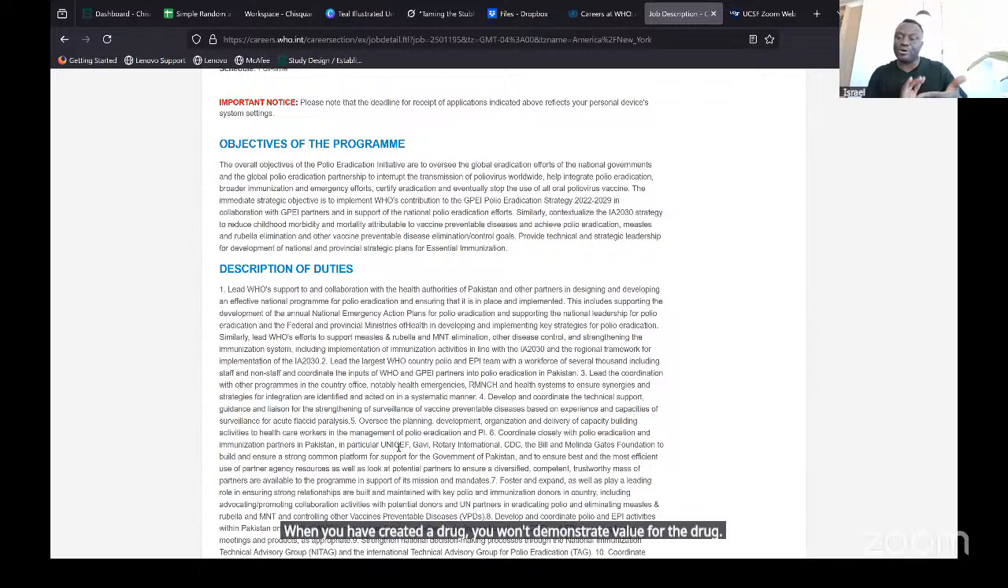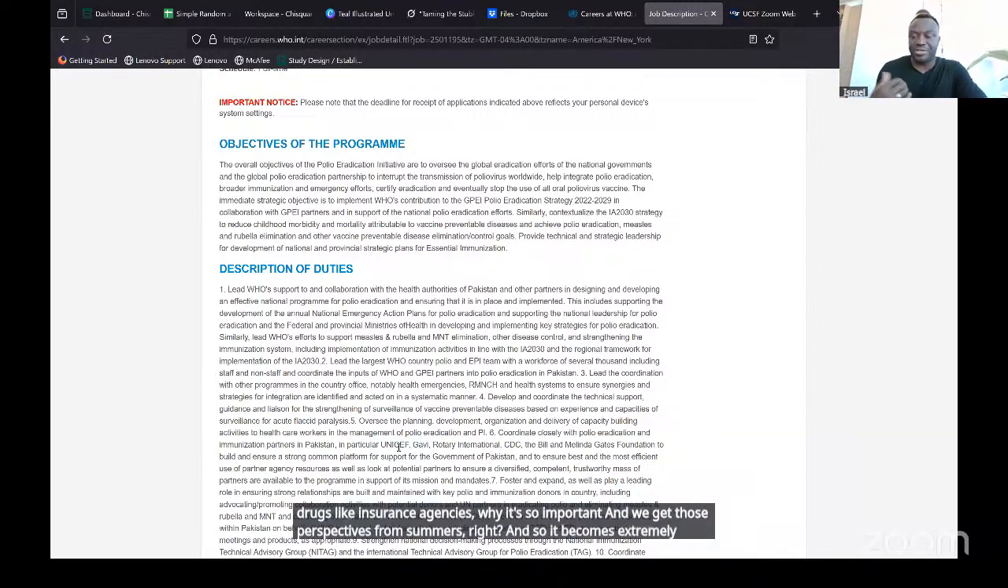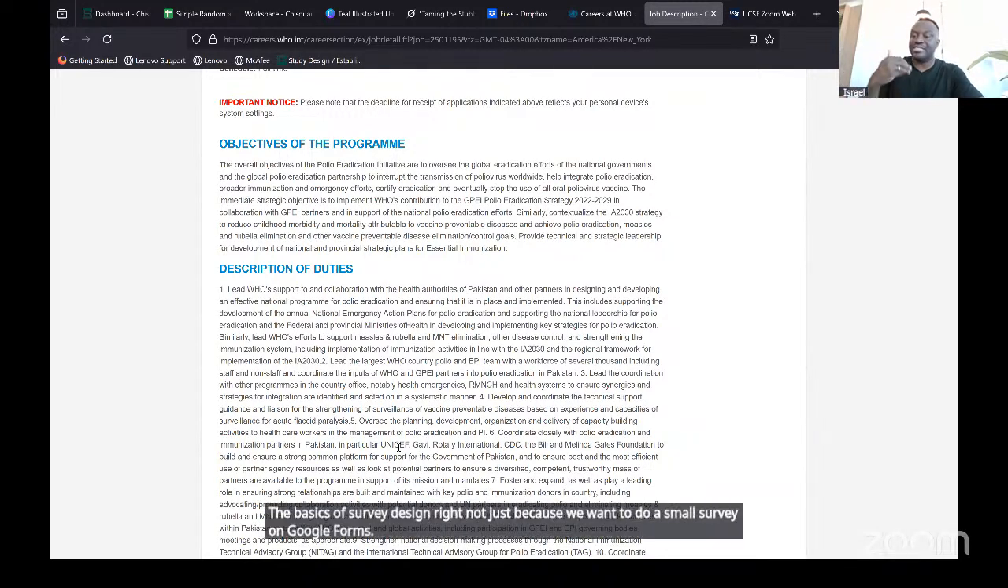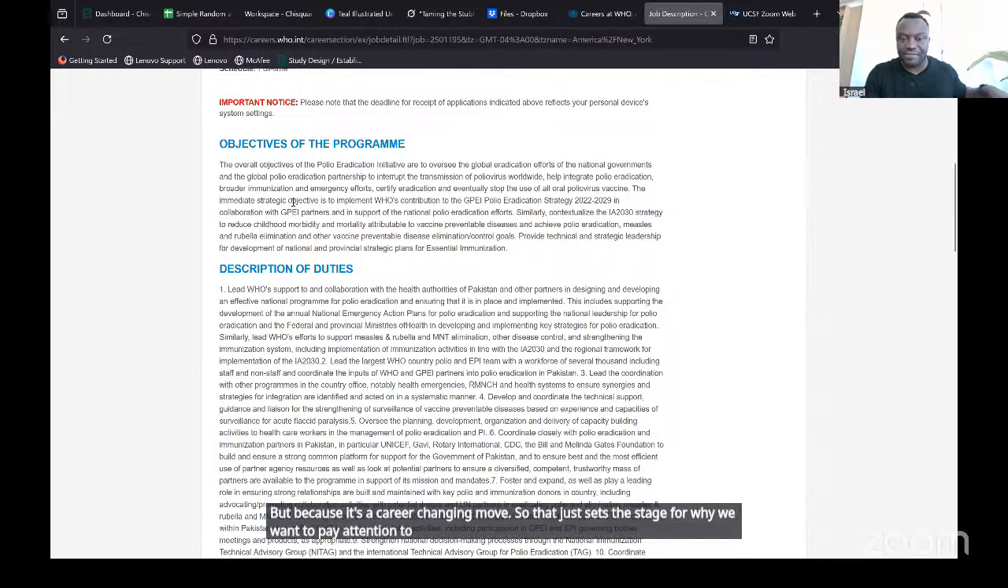You want to create what we call a global value dossier, which is a big document that tells ministries of health or people who have to buy the drugs, like insurance agencies, why it's so important. And we get those perspectives from surveys, right? And so it becomes extremely important for us to understand the basics of survey design, right? Not just because we want to do a small survey on Google Forms, but because it's a career-changing move. So that just sets the stage for why we want to pay attention to issues regarding survey design.